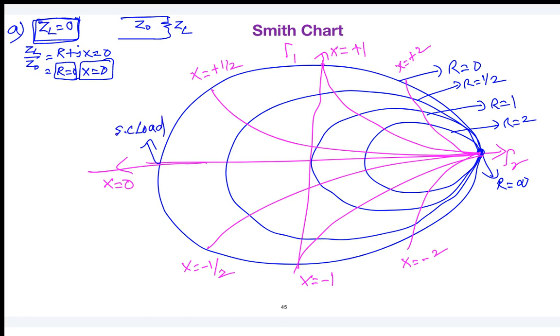Agree? Have you understood? When you know a particular value of load, you do the normalization, then you will get a particular value of R and X. Once you see the intersection of the R circle and X circle, that is the point corresponding to that nature of the load. Any questions you have here?